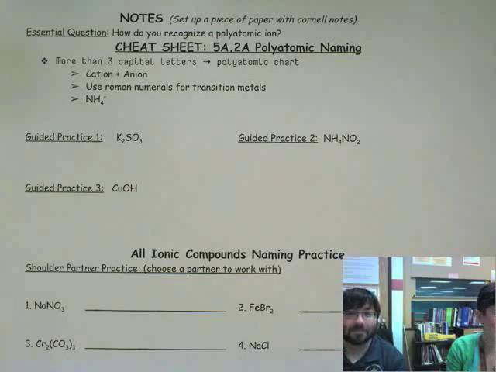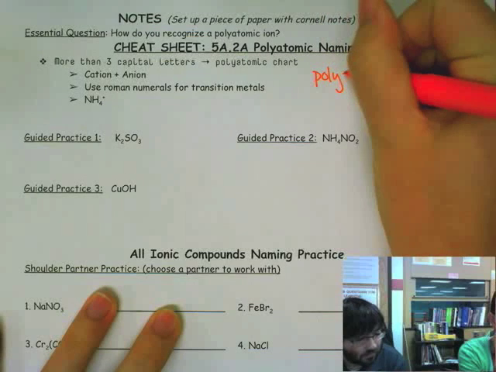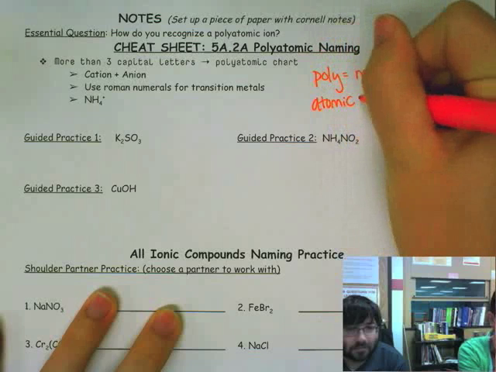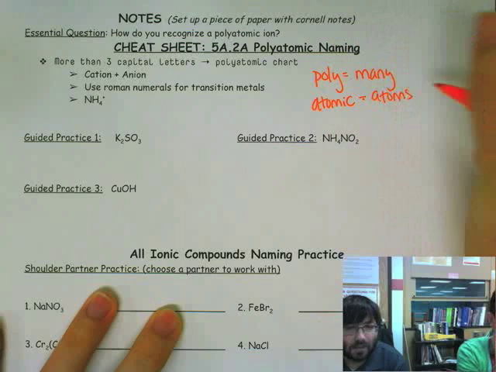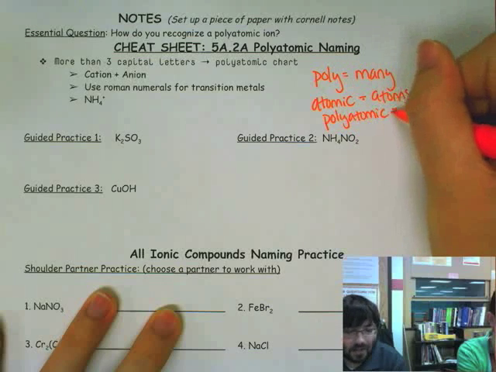So today we're going to be naming polyatomic ions. Do you remember what polyatomic ions are? How to recognize them? Polyatomic. Well, poly means many. And atomic, that means like atoms. So it means many atoms. That's right. Poly equals many, and atomic, atoms. And then it's polyatomic ions, so it seems like it's ions that have several atoms.